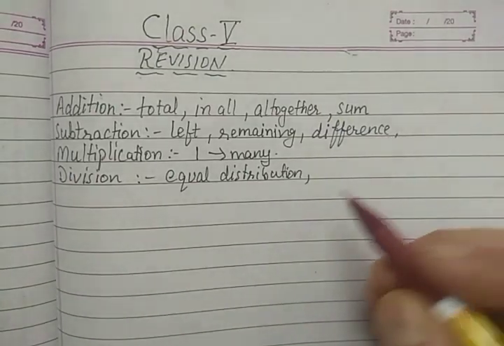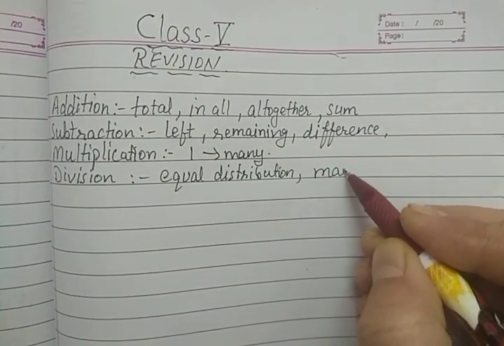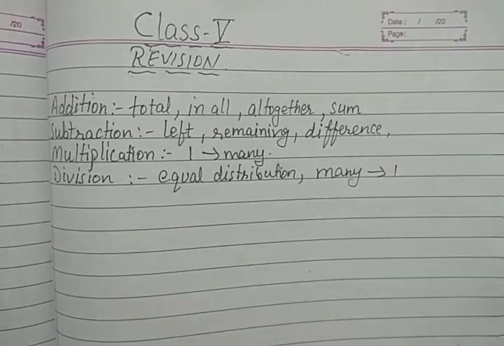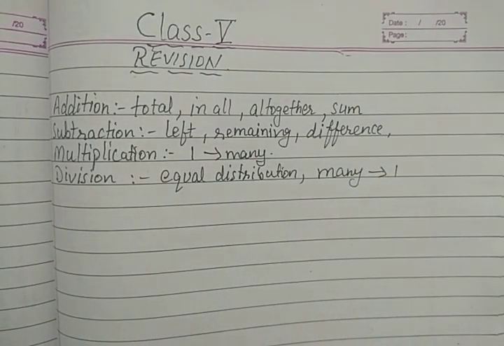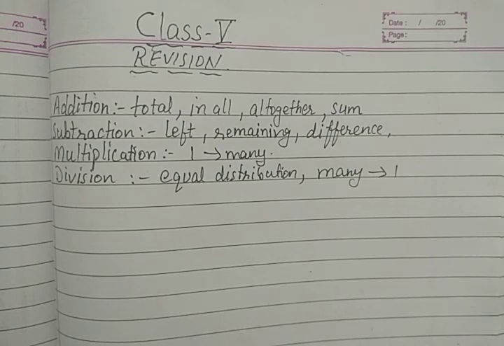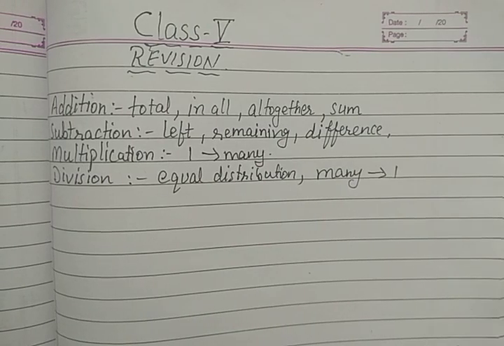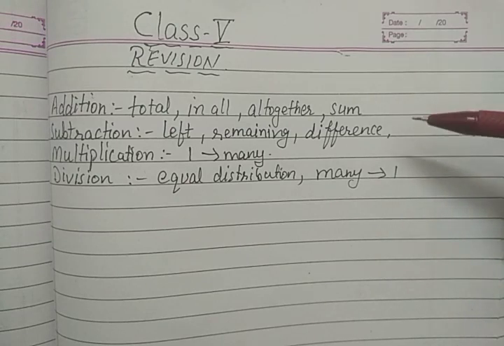And second situation, when many things are given and we have to find out one of them, like the cost of 20 chocolates is given and we have to find out the cost of one chocolate, then we have to divide. So these are the situations when we have to use different mathematical operations. So do practice of word problems.